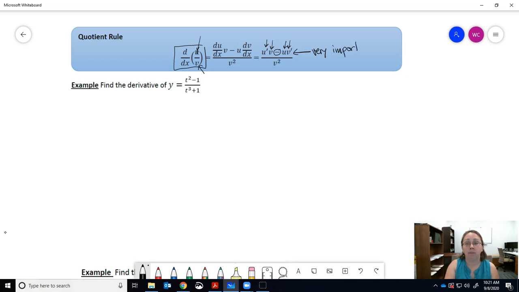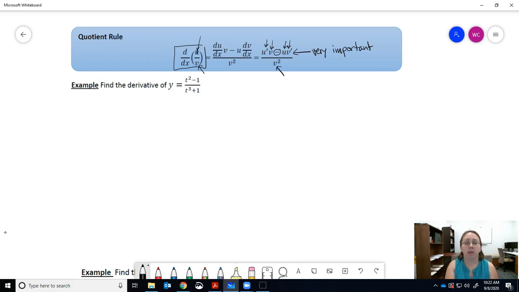This order on top is very, very important. If you mix up the order on top, you will get the wrong sign for your answer, or maybe something worse, but at the very least, the wrong sign. On the bottom, you simply square the original bottom. No derivative there, just square the original denominator. So let's give that a shot here.